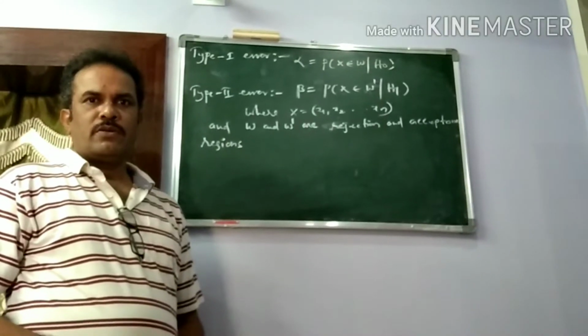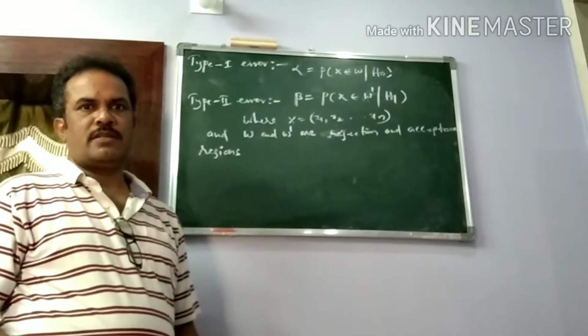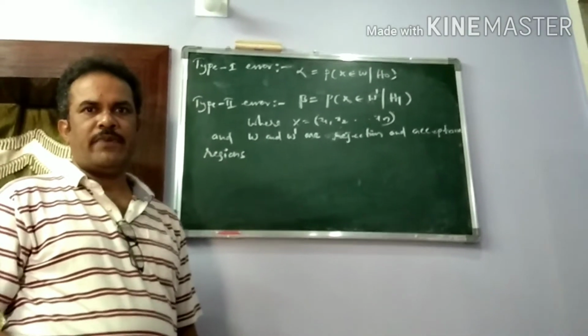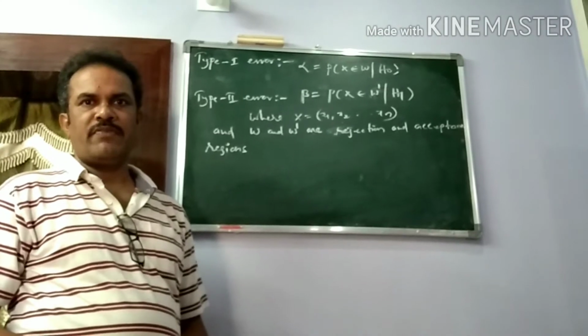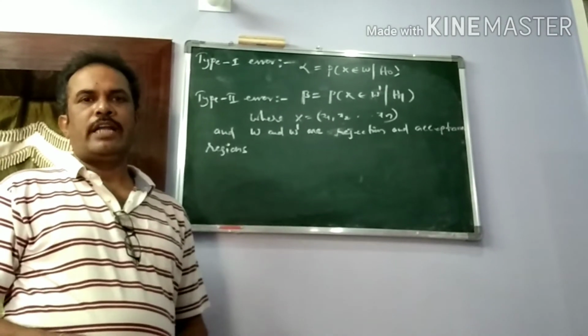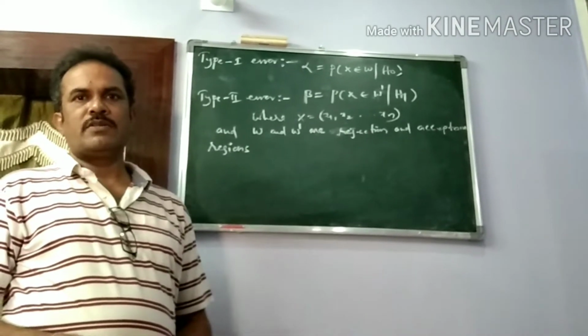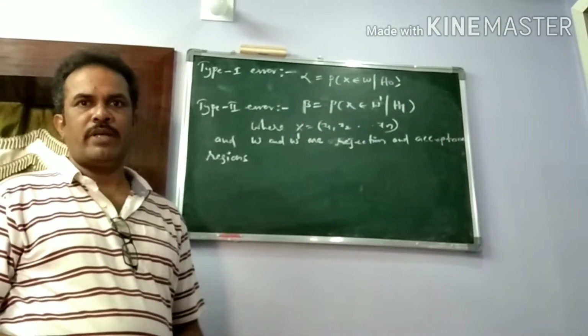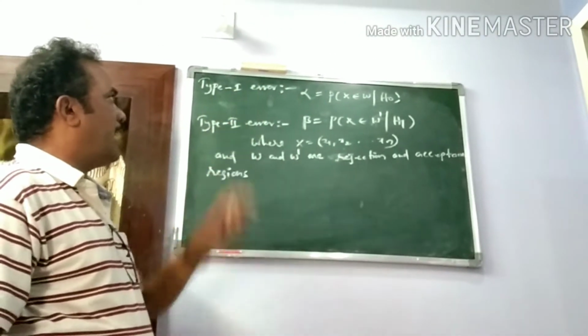So today I want to discuss the continuation of the last class video session. Last class we discussed type 1 error and type 2 error. Type 1 error is the error of rejection of H0 when H0 is true. Type 2 error is the error of acceptance of H0 when H0 is false. These are the type 1 error and type 2 error definitions. Today I will explain more about them.